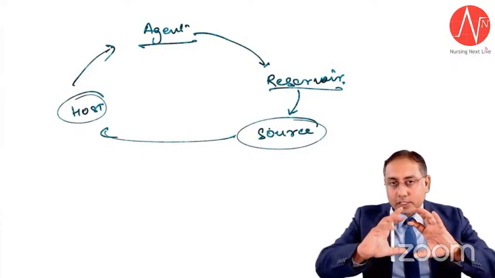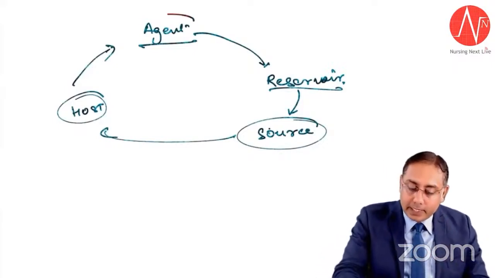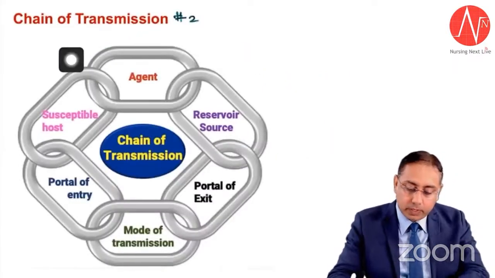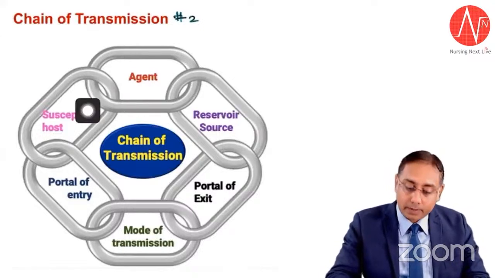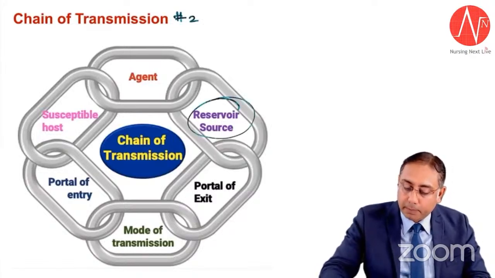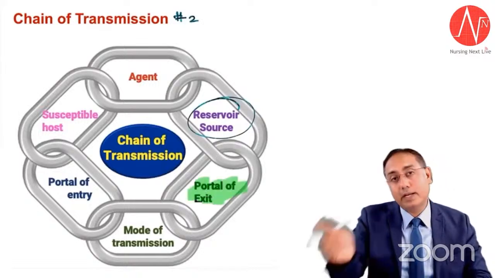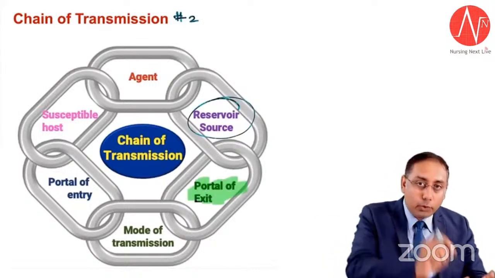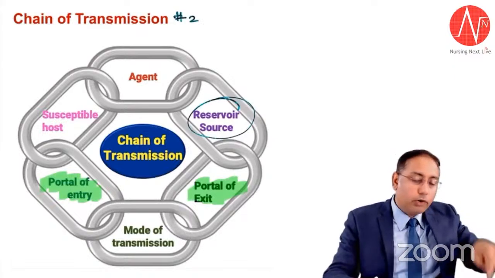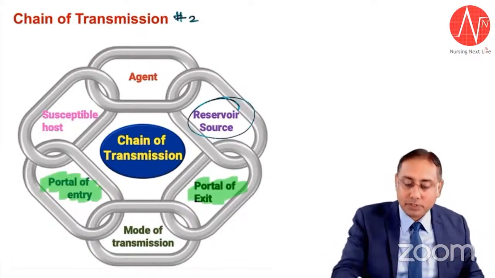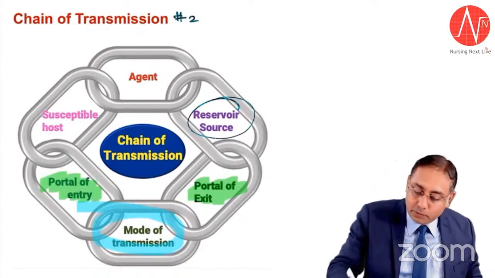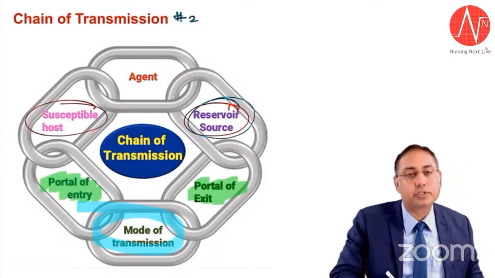Okay. If I make this whole thing more complex, the agent will enter the reservoir, and the reservoir will go to the host. But there is a portal of exit from the reservoir, and then in the host there is a portal of entry. From the portal of exit from the reservoir to the portal of entry in the host, there is a mode of transmission. Very important for you to understand. There is a way that the infectious agent travels from the source to the host.